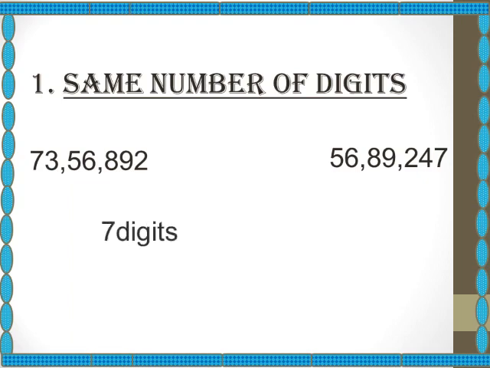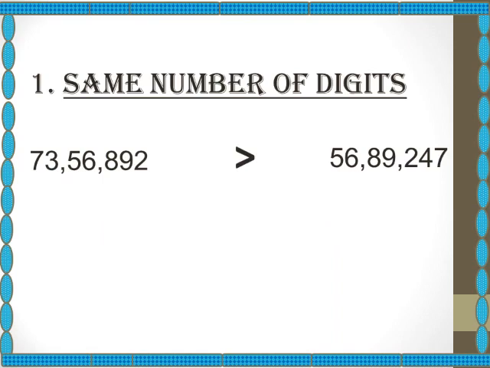First, you will check the number of digits. The first number has 7 digits, and the second number also has 7 digits. When both numbers have 7 digits, what should you do? First check the first digit. What is the first digit here? 7. What is the first digit on the other side? 5. So obviously 7 is greater than 5. So you will write it as 73,56,892 is greater than 56,89,247. Okay, do you understand, children?